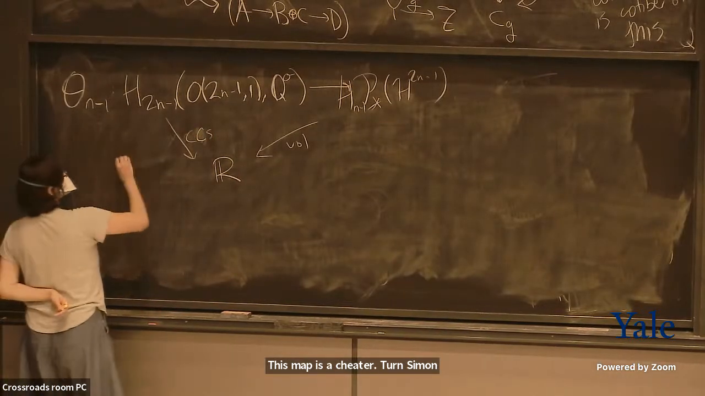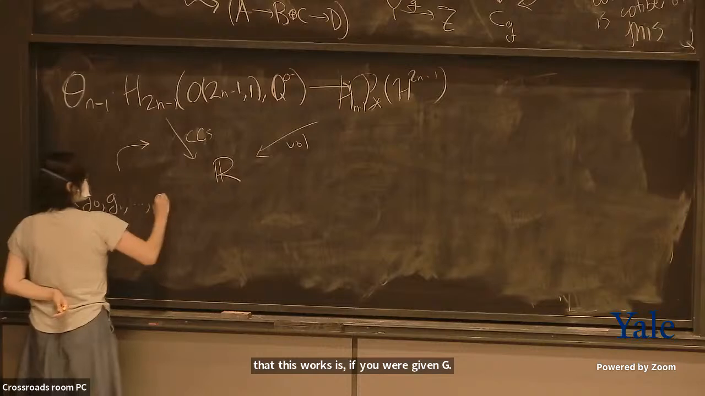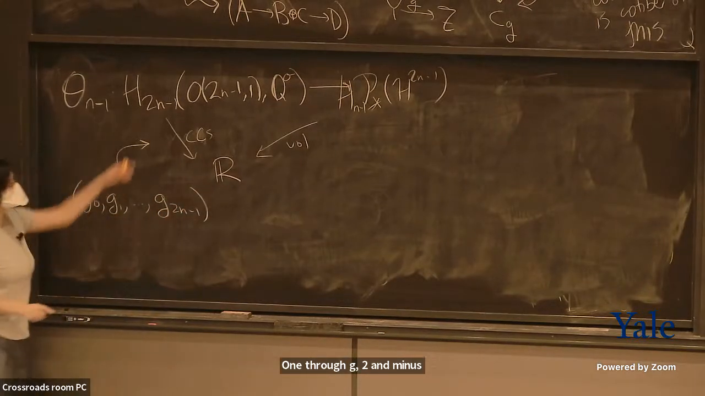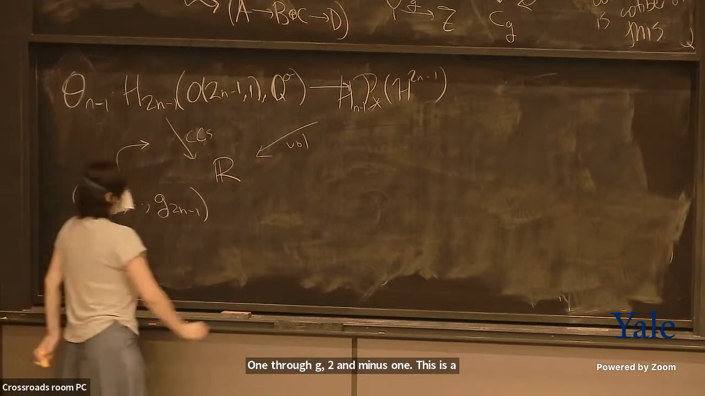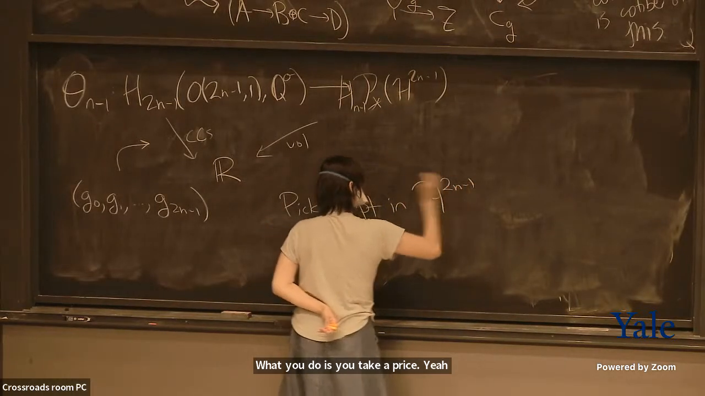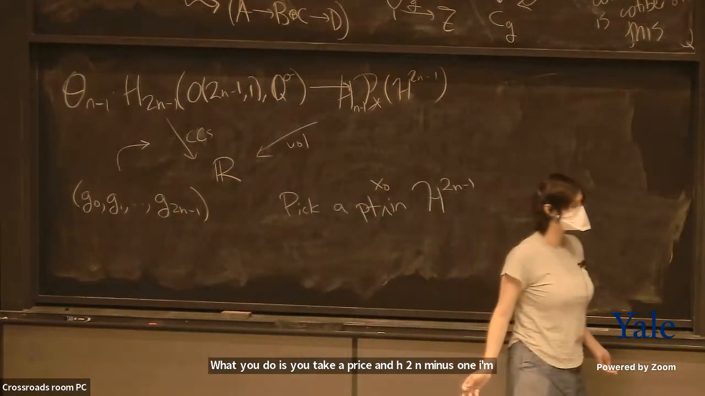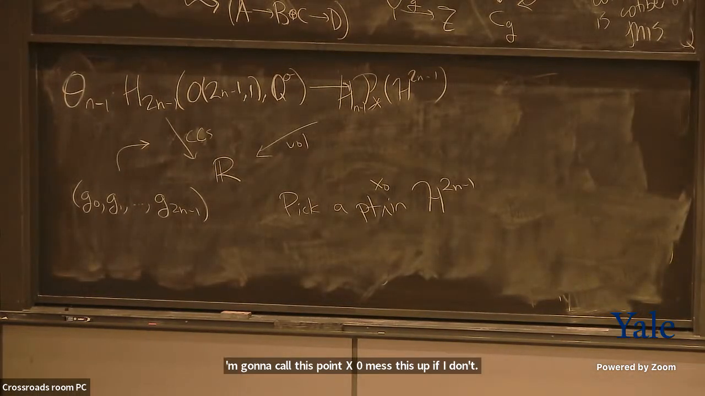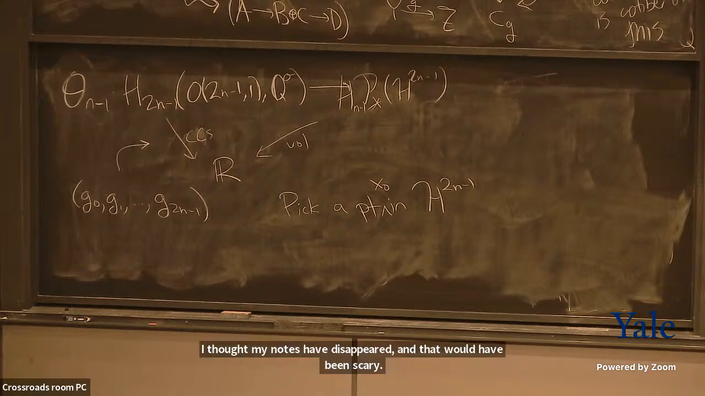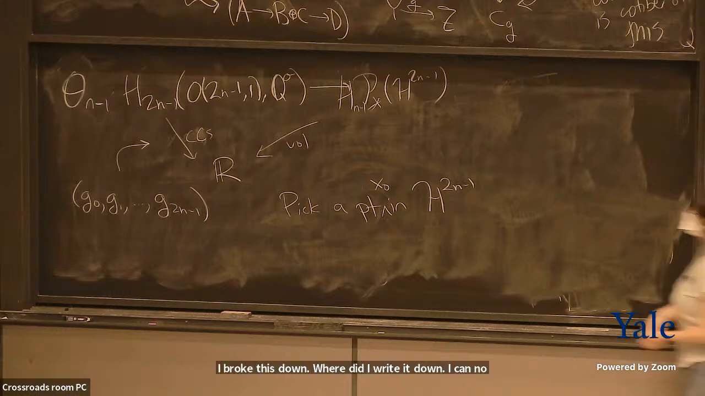And the way that this works is if you were given g0, g1, through g2n minus 1, this is a chain in here. What you do is you pick a point in H2n minus 1. I'll just call this point x0. I'm going to mess this up if I don't. For a second, I thought my notes disappeared, and that would have been scary. Where does it start? I wrote this down. Where did I write it down? Okay. I can no longer find it in my notes. I apologize. I'm going to hope that I got it right. I think I got it right.